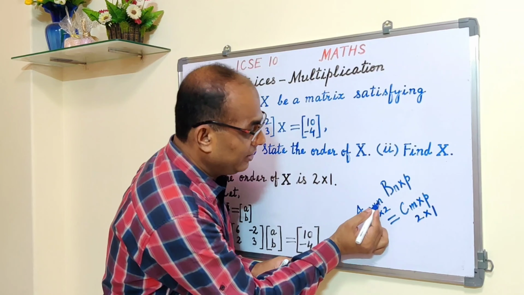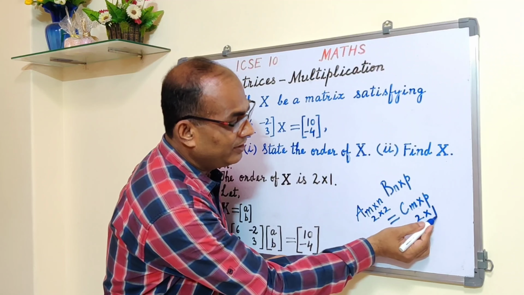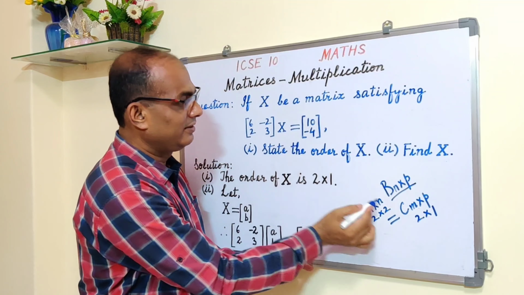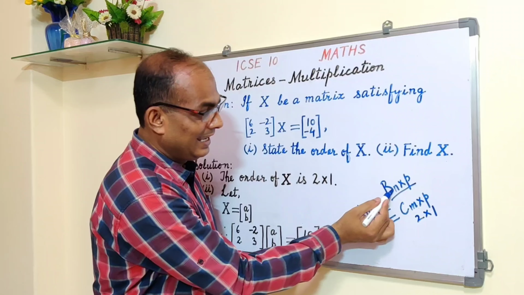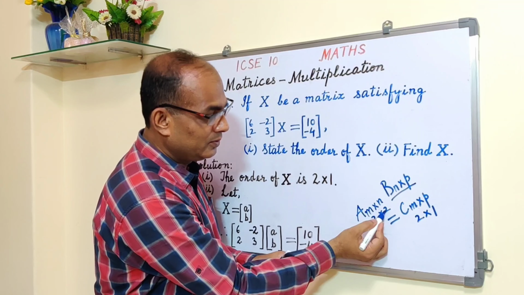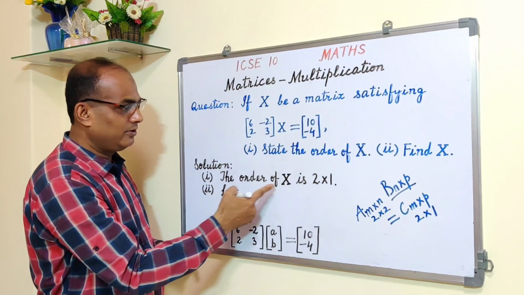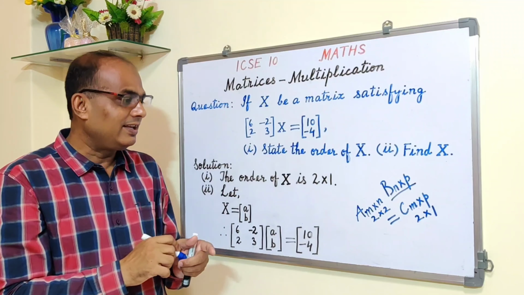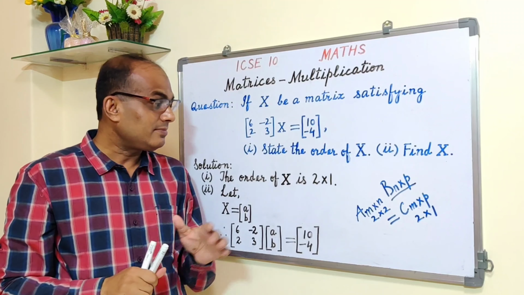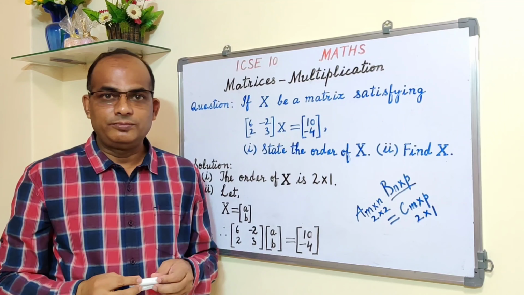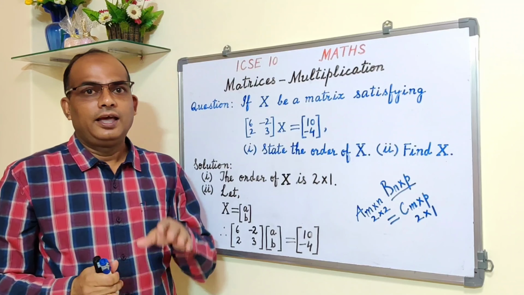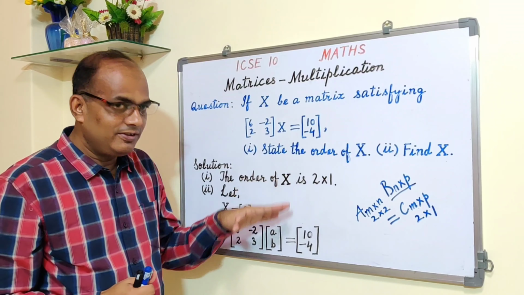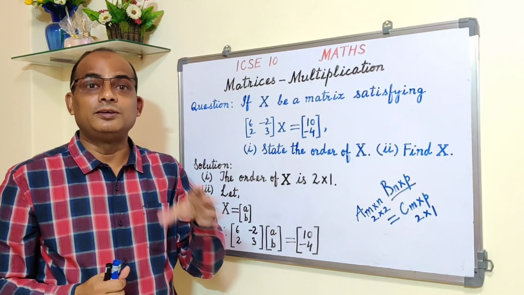Now if you compare, in place of n you are getting 2 and in place of p you are getting 1, and in place of B you have X. That means the order of X will be n by p, that is 2 by 1. That's what I have written. The order of X is 2 by 1. I hope it is clear. If you decide the order of the matrix like this, then easily you can write down the order correctly. And listen, if the order itself is wrong, then everything will be wrong. You will lose all the marks.